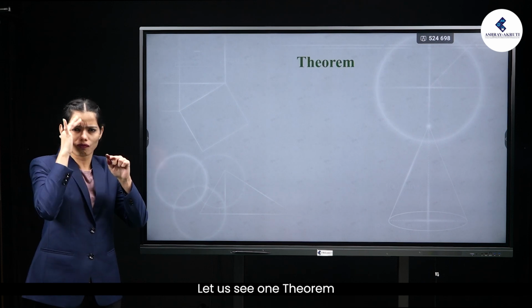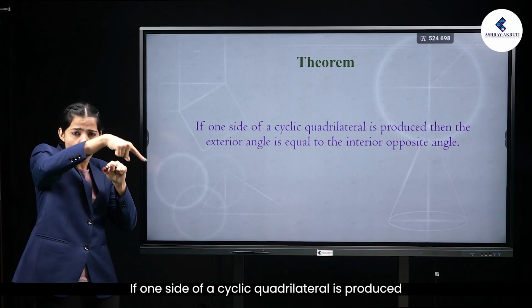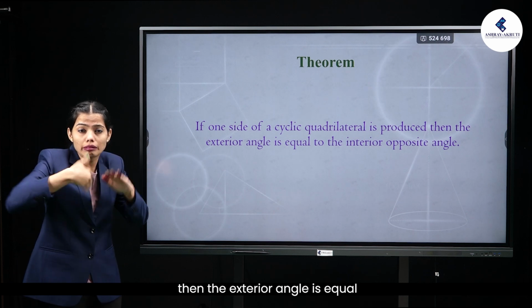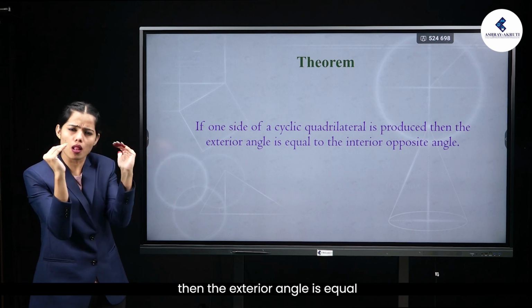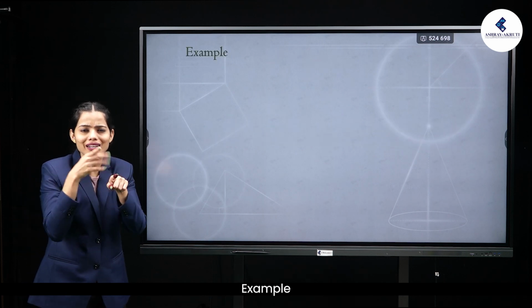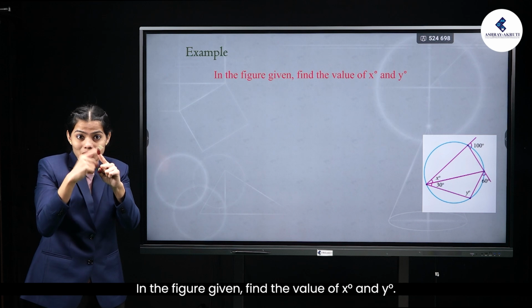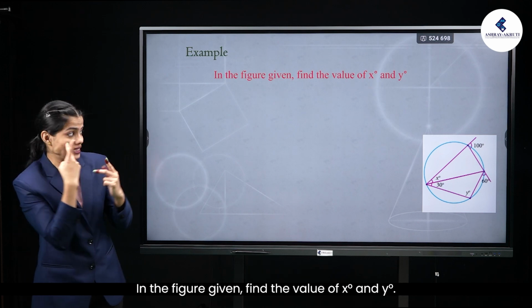Let us see one theorem. If one side of a cyclic quadrilateral is produced, then the exterior angle is equal to the interior opposite angle. Example, in the figure given, find the value of x degrees and y degrees.